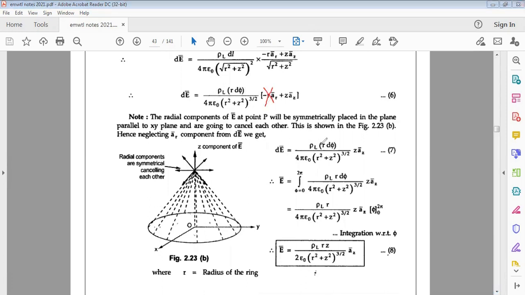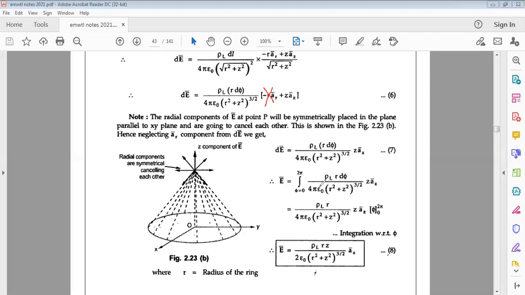So finally, rho L R d phi by 4 pi epsilon naught R square plus Z square whole power 3 by 2. After eliminating, we have only one component, that is the Z component, Z aZ bar. And see here, the differential element is d phi, and in the left hand side the differential element is dE bar. So apply the integral on both sides. E bar is equal to integral rho L R d phi by 4 pi epsilon naught R square plus Z square whole power 3 by 2 Z aZ bar.